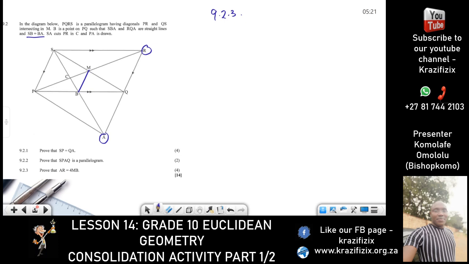Alright. Let's see. Now, what do we know about M? We're told something about M. Were we told anything about M? I think we were. PQ and QS intersect in M. And that B is the midpoint. We're told that M is a point of intersection. Okay. PR. Where's my PR? Good. What else do we know about M?